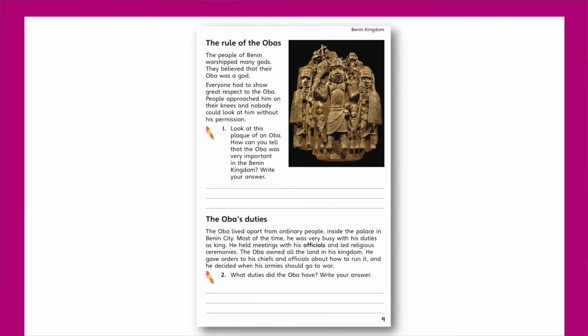Lesson 2 asks what was life like for Edo people in the Benin Kingdom. Pupils will learn about the Oba's duties and the different chiefs who helped to run the empire. They'll also learn about rural life in the Benin Kingdom and the voodoo religion practiced by most Edo people.